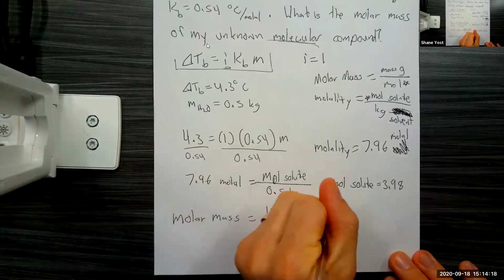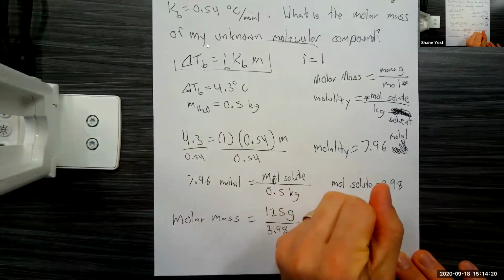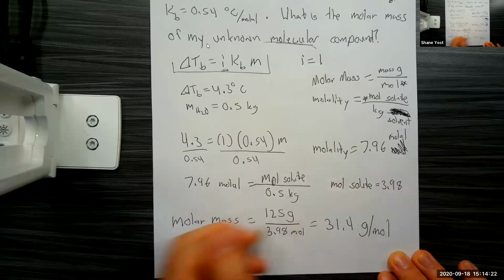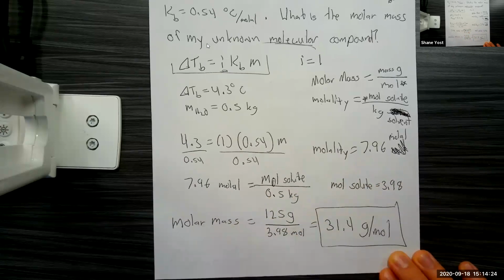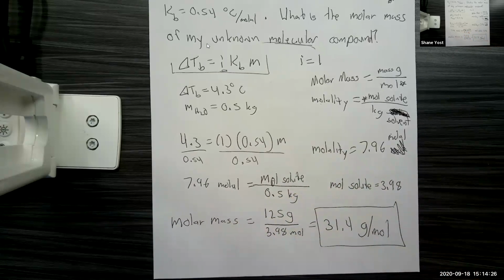That gives me a molar mass of 31.4 grams per mole. So that is the molar mass of this unknown molecular compound. Great. And this type of approach is a very common thing to find, say, the molar mass of some unknown compound by just measuring colligative property change.